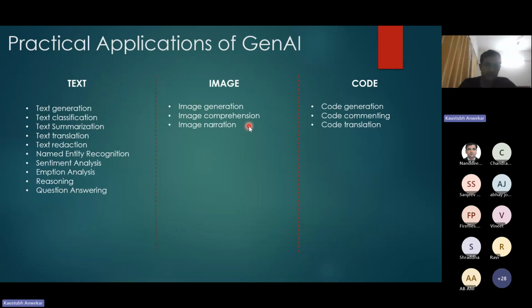And image narration: you give an image to it, and it will narrate that, okay, this is the image of a girl who is standing on the beach on an evening, something like that. Code generation, we have already discussed. In our company, we have actually implemented these two projects, code commenting and code translation.